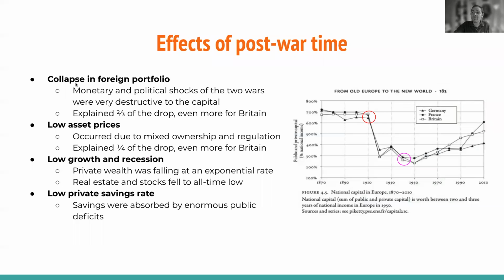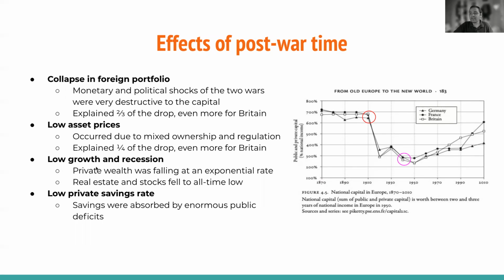So number one was collapse in foreign portfolio, which was mainly due to the monetary and political shocks of the wars. And since many European countries had colonies overseas, they actually lost control of it, and it explained two-thirds of the drop, and it was even more for Britain. Secondly was low asset prices. This was due to mixed ownership and regulations, and this explained one-fourth of the drop. So all the way from 700% to roughly 300%.